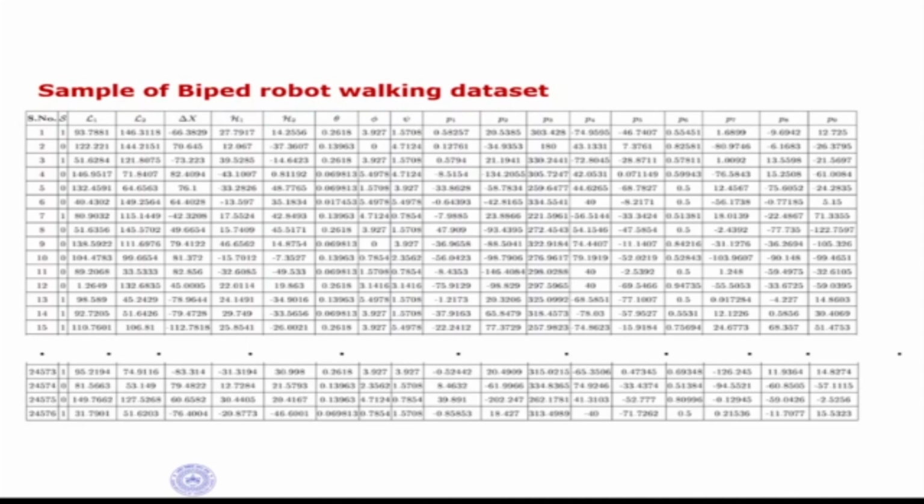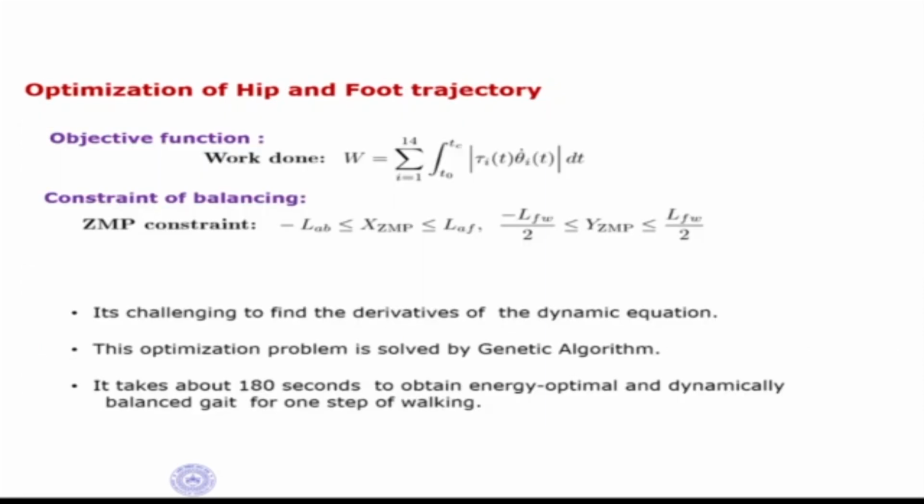Okay, and this is going to be a very, very large database. And once we make the database, we have to learn it. Now, to make the database for each gait, we have to optimize. How do we optimize? We optimize by minimizing the energy. So we do energy minimization by doing the integral of torque into d theta. So this is the energy minimum.